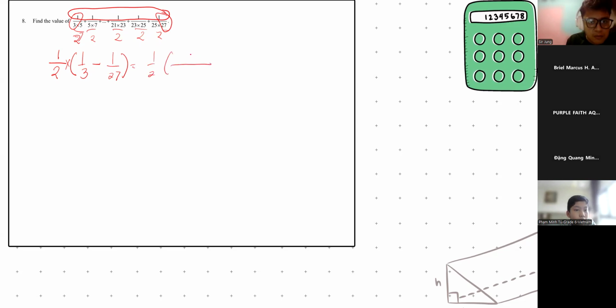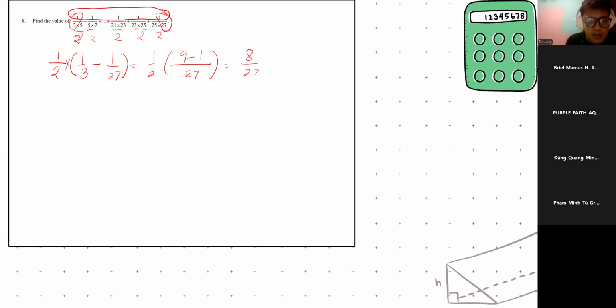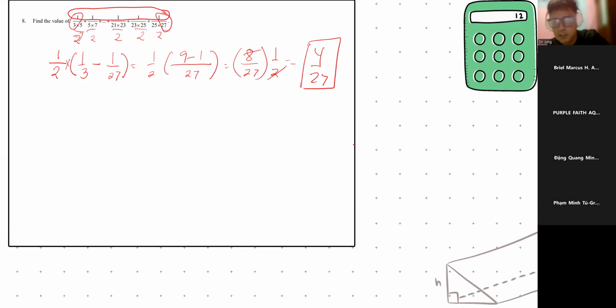1/2 times 9 minus 1 over 27. 8 over 27 times 1/2. That should be equal to 4 over 27. That should be the answer. Yes, the answer is 4 over 27. Okay, so this is how you solve this problem. First, see if they have common factors on the numerator, and then check if they have a common difference between the denominators.